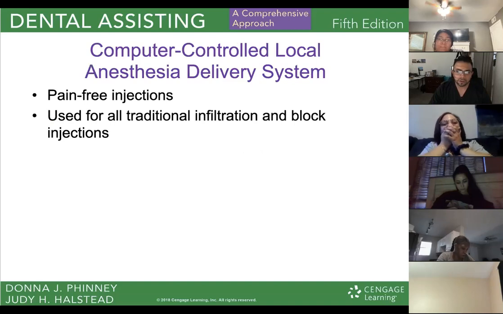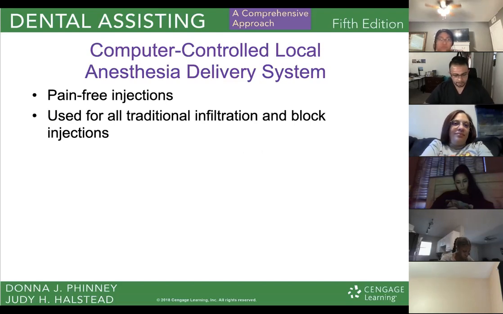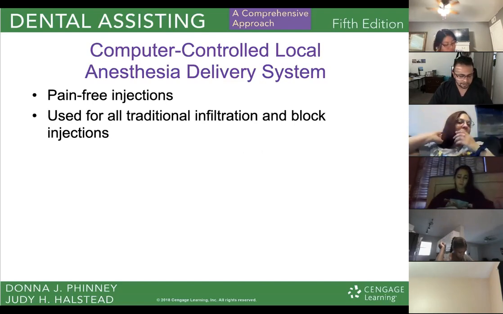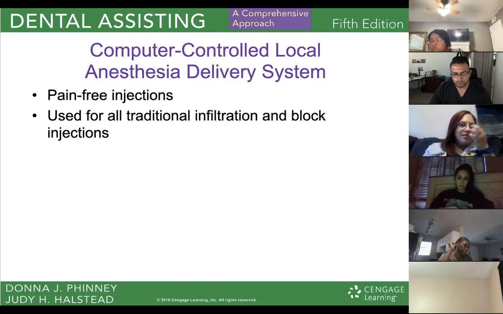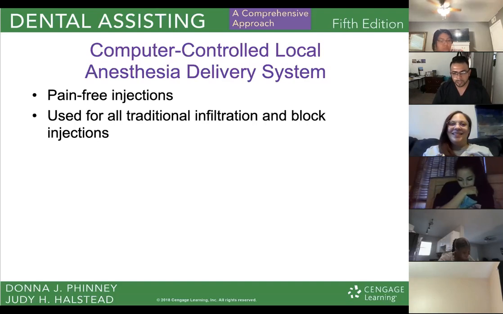Okay, computer-controlled local anesthesia delivery system uses a microprocessor to deliver controlled pressure and volume of anesthetics to a site. So this will deliver pain-free injections, and it can be used for all traditional infiltrations and nerve block injections. I believe there's a picture of one of these machines. Yes, it's on page 462, figure 20-24. It's basically just a regular injection, a needle that's connected to a microprocessor, and it very slowly pushes the anesthetic in, and it usually vibrates so that the patients don't feel it very much.